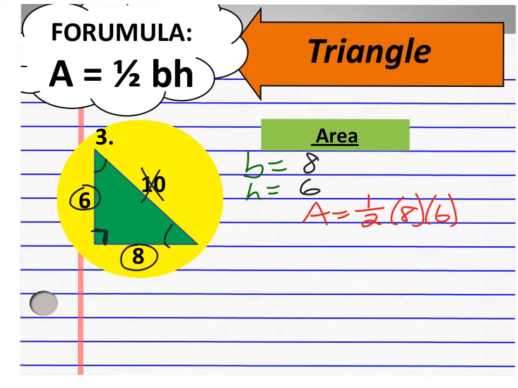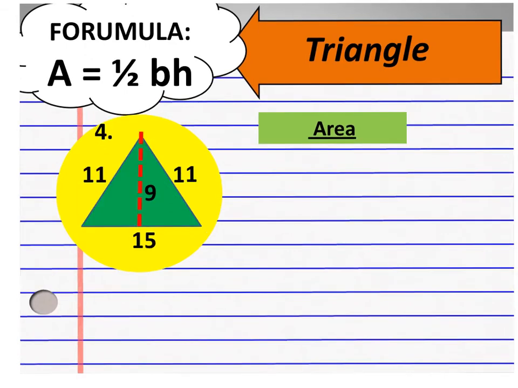Now you're just multiplying this mess out in whatever order you want. So you could divide one of them by 2 or multiply these together and then divide by 2. I'm going to say this is 4 times 6 gets you 24. So your final answer is 24 square units.